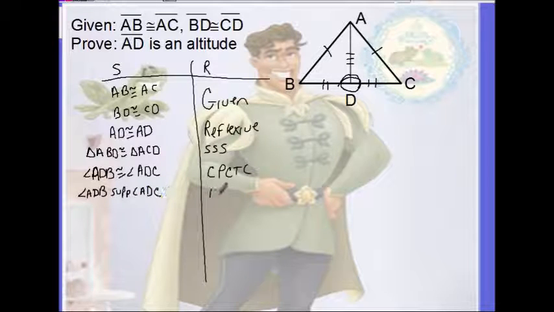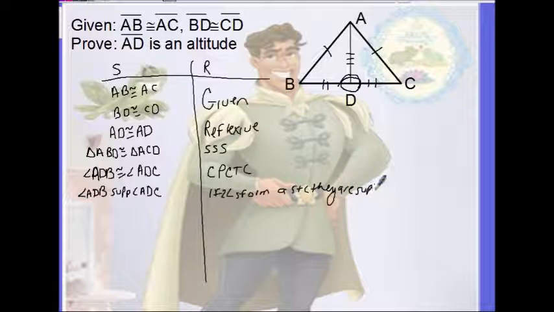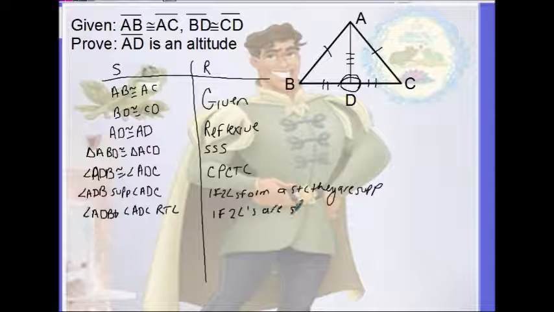If two angles form a straight angle, they are supplementary. Okay. Next, let's say angle ADB and angle ADC are right angles. If two angles are supplementary and congruent, they are right. Let's go ahead and put our right angle tick marks in there.